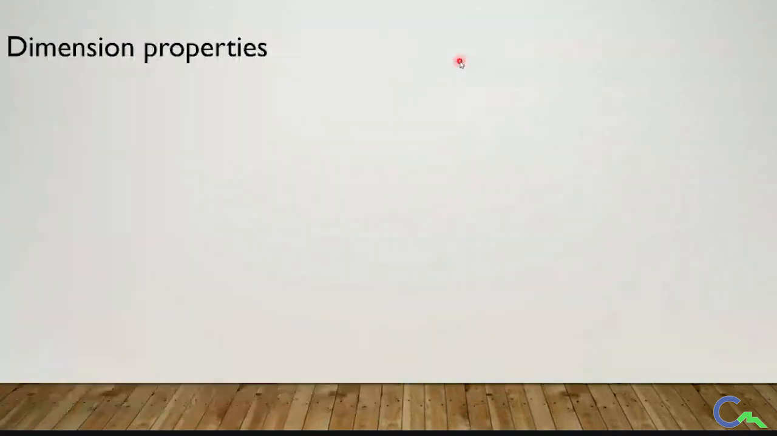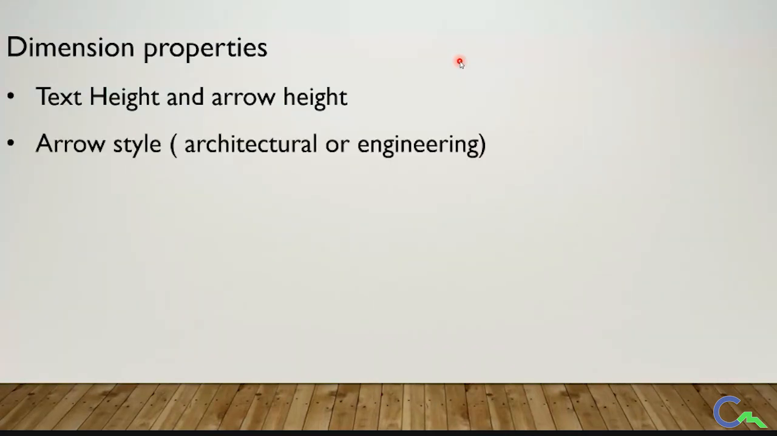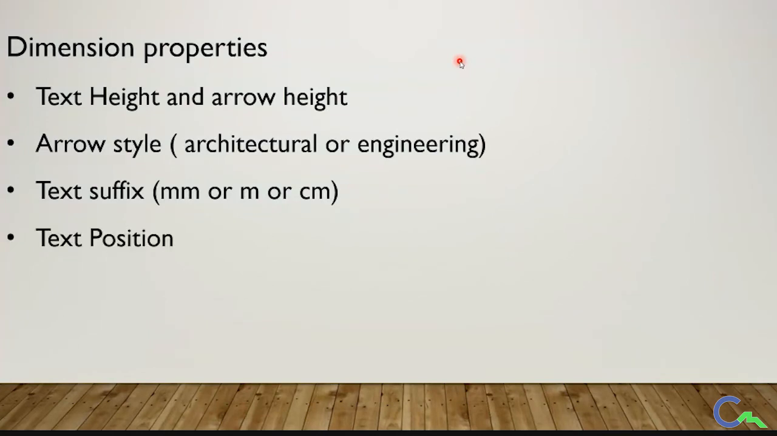Okay, coming to the next, what are the different properties of dimension? Text height and arrow height. What else can you have as a dimension property? The arrowhead, the arrow style, whether it is architectural or engineering. And you have seen the suffix. I hope everyone has given the suffix as mm or meter or centimeter, and some scale factors. And then the text position, whether it should be centered, or on the left side or the right side of the arrow.